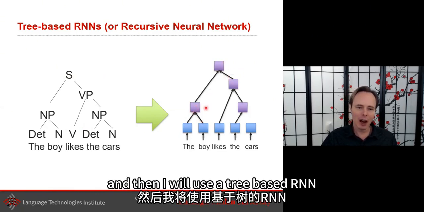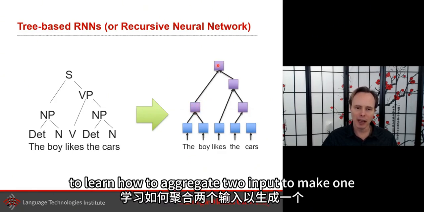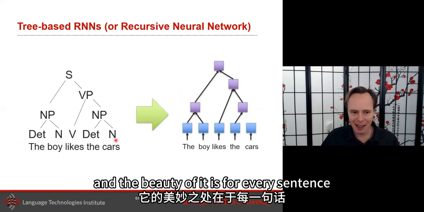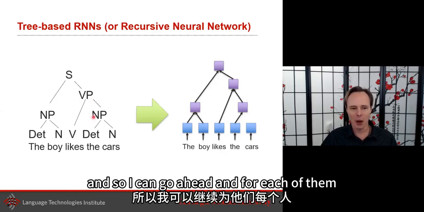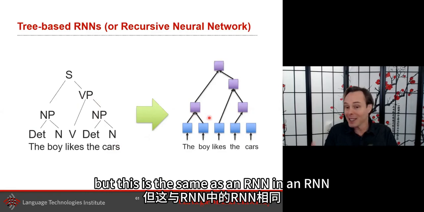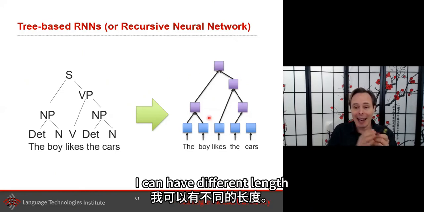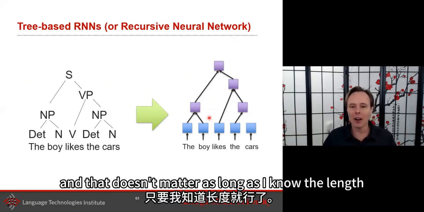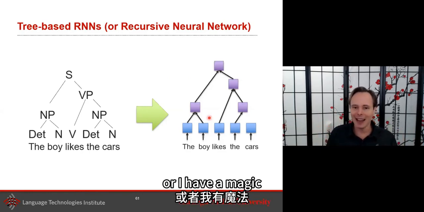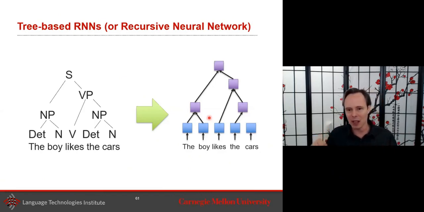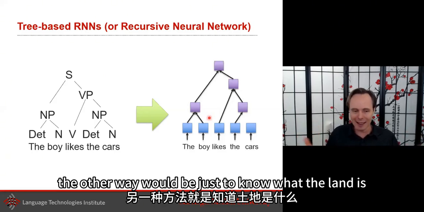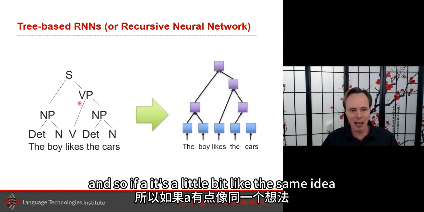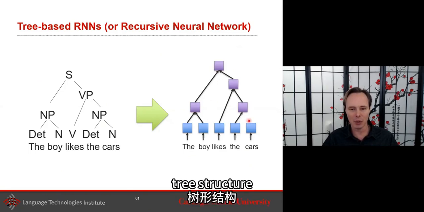And then I will use a tree-based RNN to learn how to aggregate two inputs to make one. And the beauty of it is, for every sentence, I have a different tree, because for every sentence I will have a different representation. This is the same as an RNN. In an RNN, I can have different lengths, and that doesn't matter as long as I know the length, or I have a magic stop token to tell me when to stop. But the other way would be just to know what the length is. It's a little bit like the same idea. As long as you know the parse tree, then you can have a different tree structure.